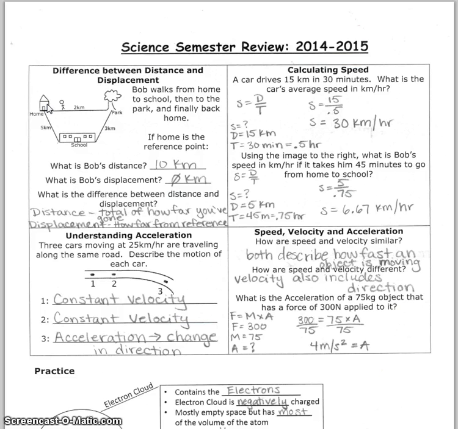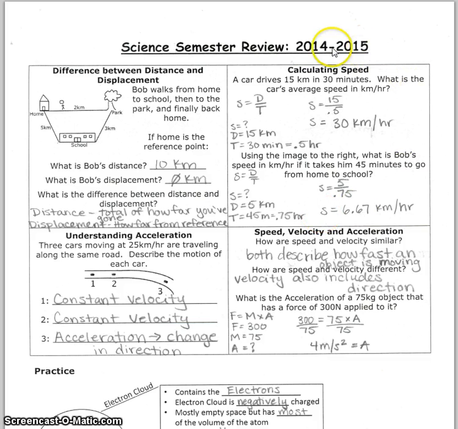And then there's displacement, which is how far away you end up from where you started or from your reference point. In this case, the reference point was home. So when he was at school, his displacement was 5. When he was at the park, his displacement was 2. And then when he was back home, his displacement ended up being 0 kilometers.